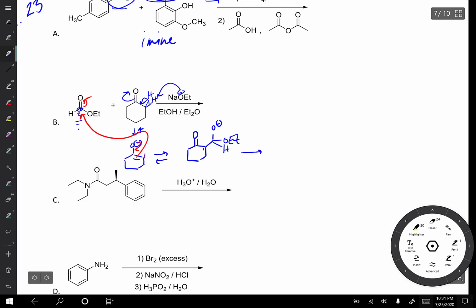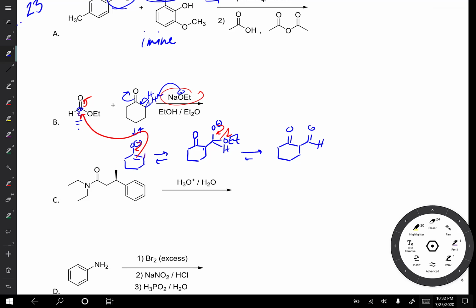And so now what do we do? We're going to push this down. Where's our good leaving group? We have a hydrogen, we have a carbon group, or we have an OEt. Well, we're under basic conditions, so this is going to be an OEt leaving. Notice I still have equilibrium arrows. And here, this is what I have.